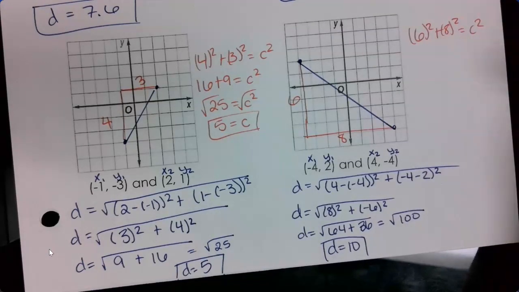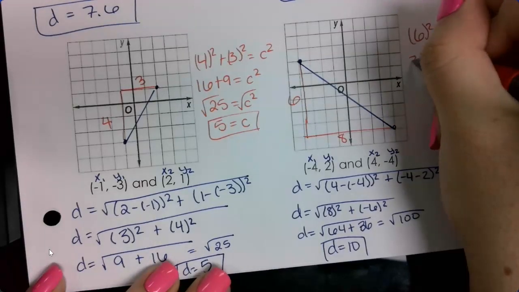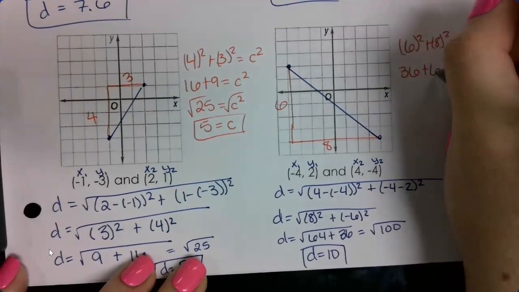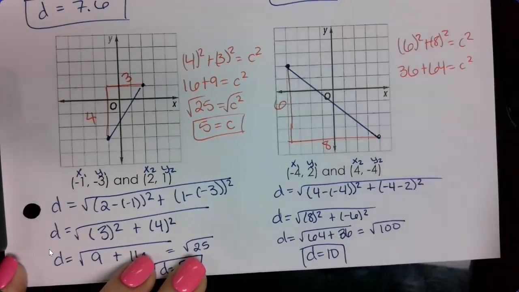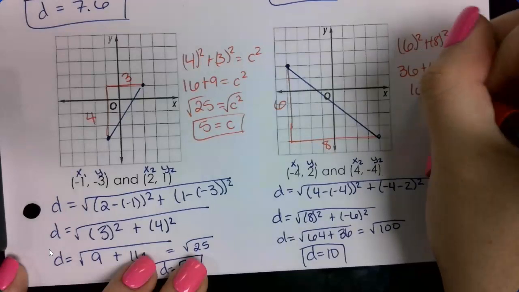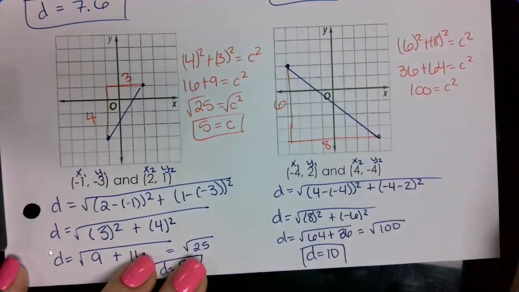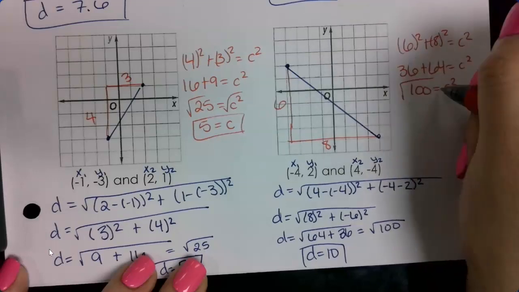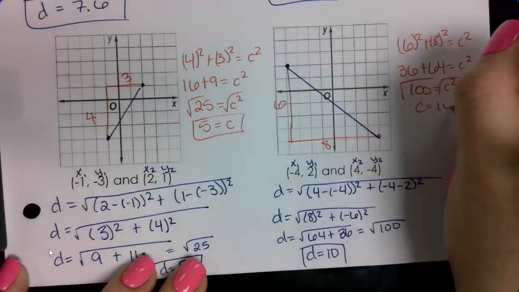What is 6 squared? 36. And then 8 squared? And then c squared. And we said 36 plus 64 was 100. And then to get c alone, I take the square root, and then I get c equals 10.